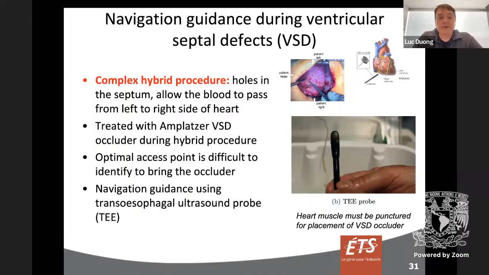But it's very difficult to assess the optimal access point. It's very difficult to know exactly where to do the puncture. You really need to see, to have augmented reality vision. They use navigation guidance using transesophageal ultrasound. As you can see here, the probe is very small and it's inserted into the esophagus of the patient. And it's very complicated, but it allows very nice images of the vasculature of the heart inside and to see where they should go.